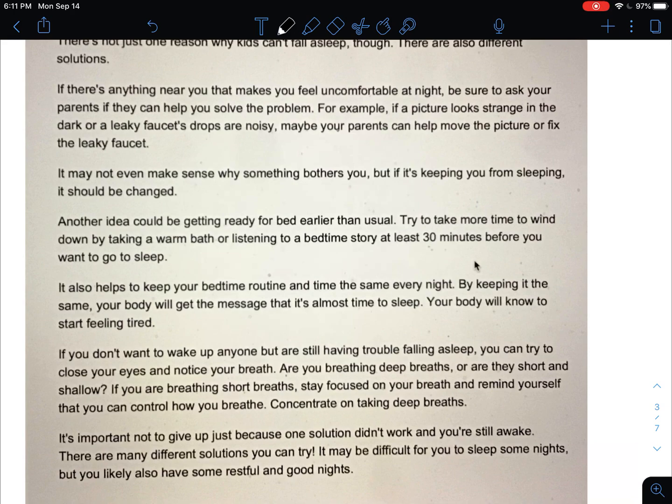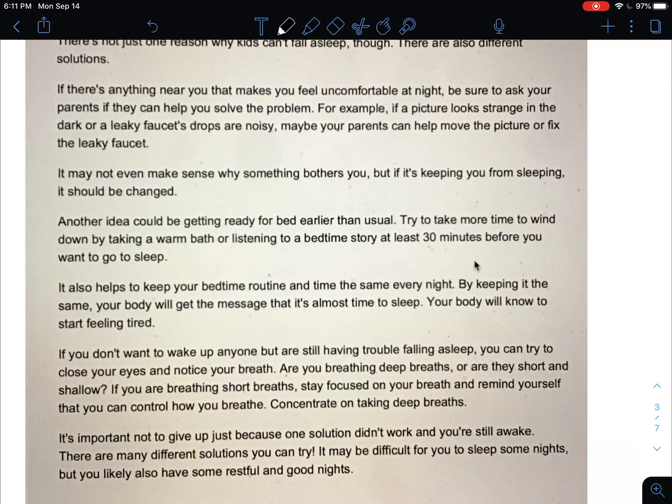Another idea could be getting ready for bed earlier than usual. Try to take more time to wind down by taking a warm bath or listening to a bedtime story at least 30 minutes before you want to go to sleep. It also helps to keep your bedtime routine and time the same every night. By keeping it the same, your body will get the message that it's almost time to sleep. Your body will know to start feeling tired.